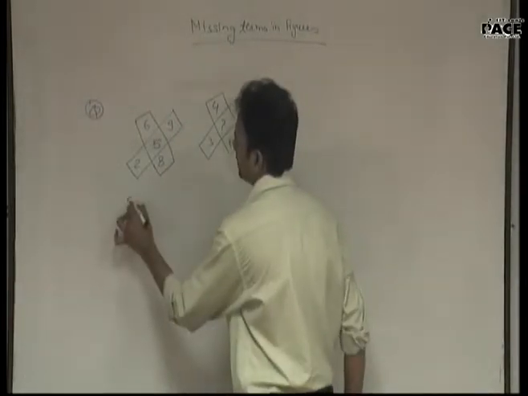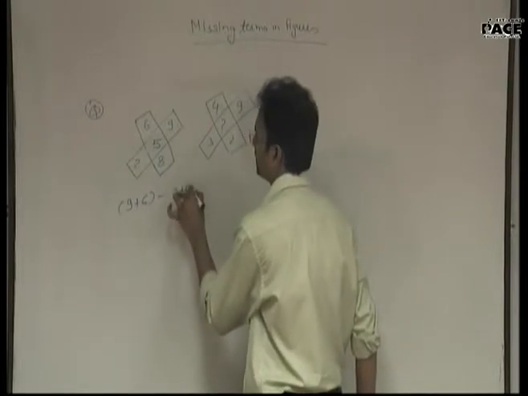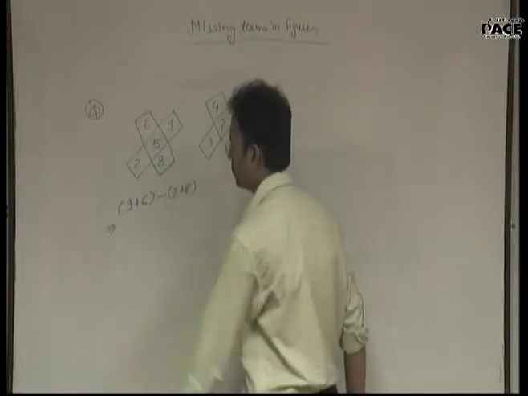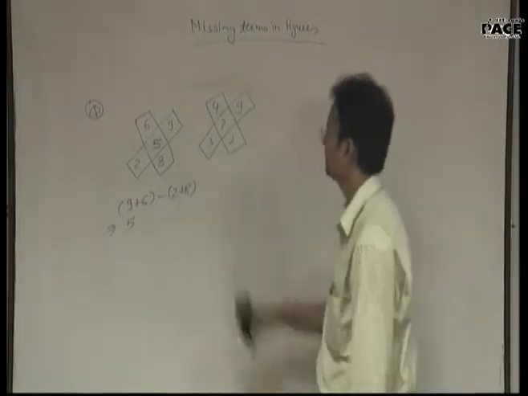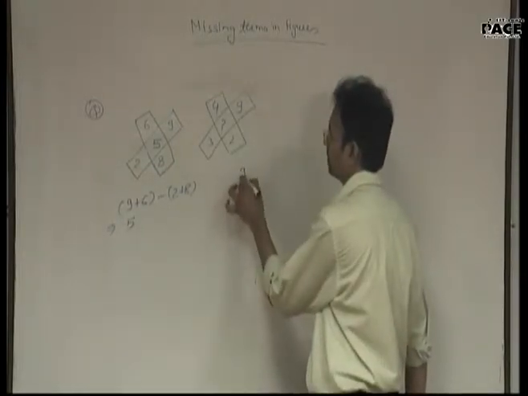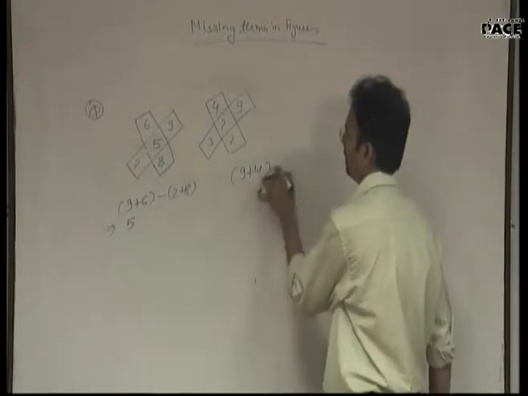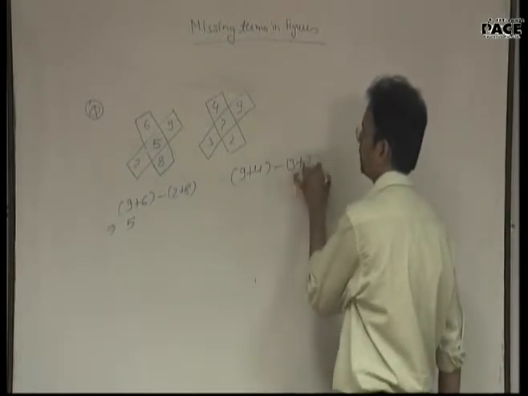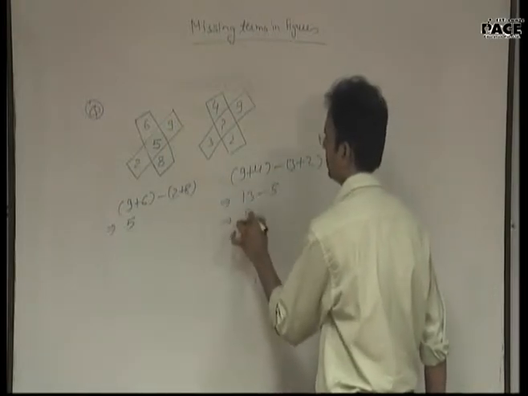So 6 plus 9 minus 2 plus 8 gives you the desired result, which is 5 here. Similarly, 9 plus 4 minus 3 plus 2, 13 minus 5 gives you 8.